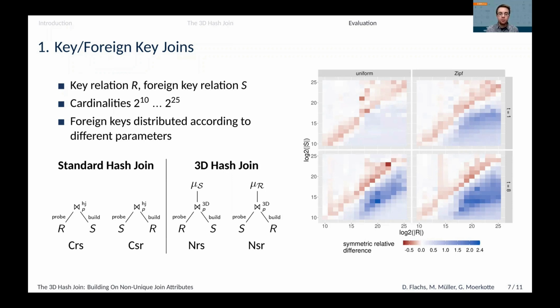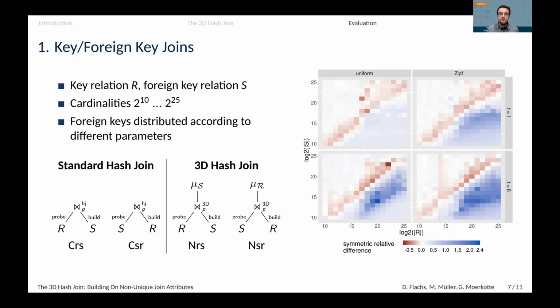We evaluated 4 plans in total, each of the 2 possible join orders with both join implementations. We then compared the best plan from the standard hash join to the best plan from the 3D hash join and computed their symmetric relative difference. We ran the experiment for a large number of parameter combinations to cover a large fraction of the different possibilities that can occur in practice.